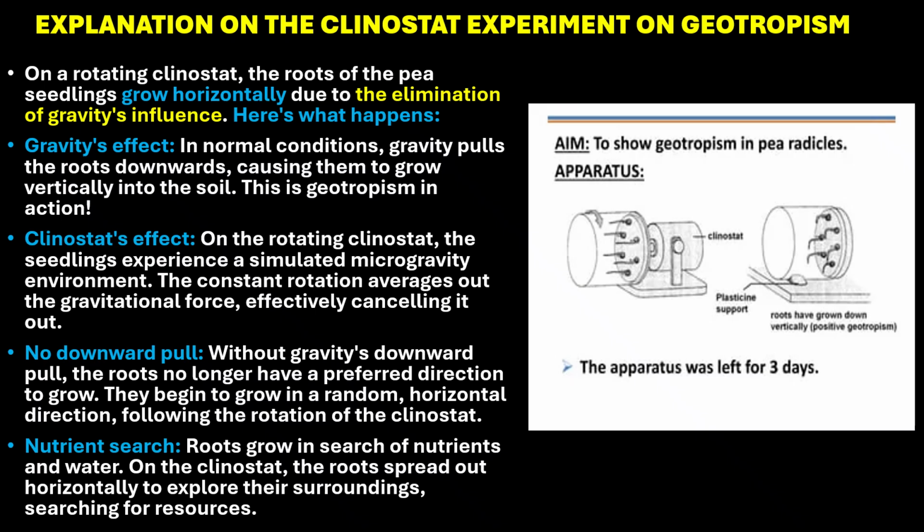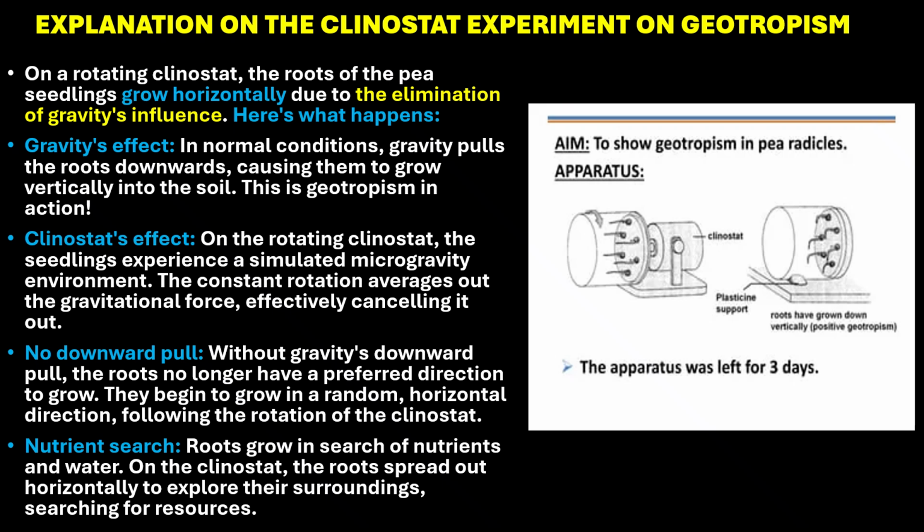Now, remember, roots grow in search of nutrients and water. On a clinostat, the roots spread out horizontally to explore their surroundings. What are they exploring? They are looking for resources. What are those resources? Water and mineral salts. And the reason why they grew horizontally in this case was because of the rotational effect of the clinostat. And this rotational effect cancelled out the influence of gravity. Over here, there was no rotation, and gravity had the chance to pull down the roots. So that is the basic explanation.